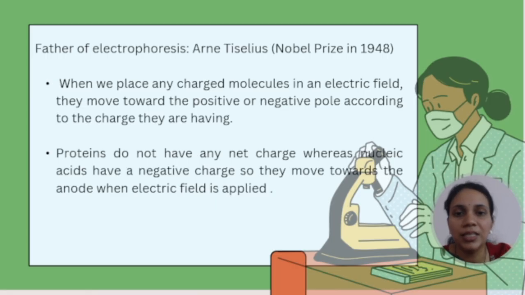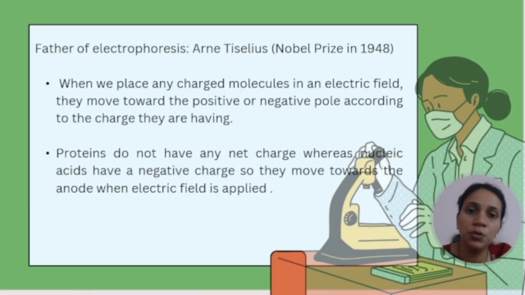This technique, electrophoresis, was developed by a scientist called Arne Tiselius, and he got the Nobel Prize in the year 1948 for the same technique. So he is known as the father of electrophoresis. This technique is based on a very simple principle that we have been learning right from our lower classes: opposites attract each other and like ones repel each other. This forms the very basic concept of gel electrophoresis.